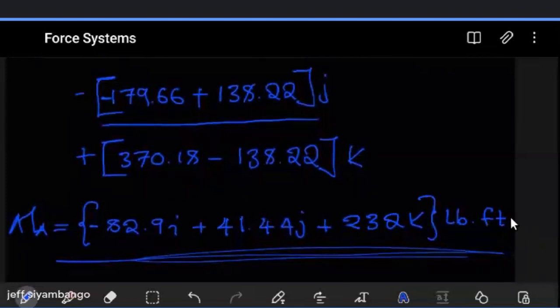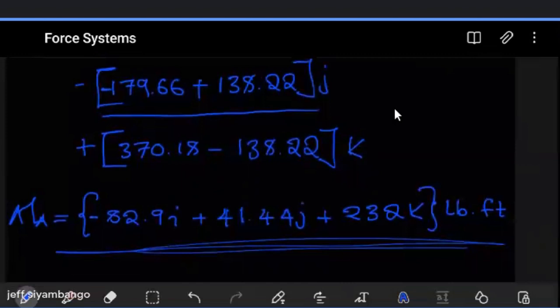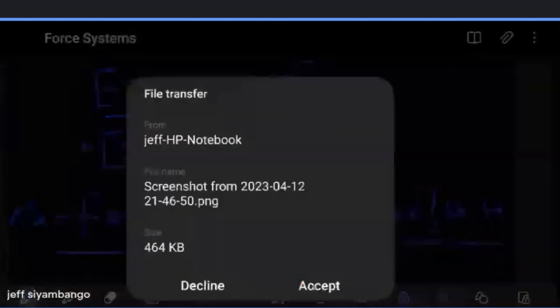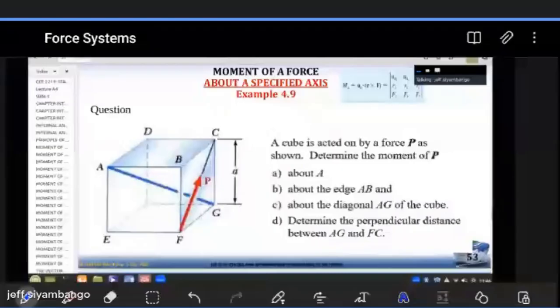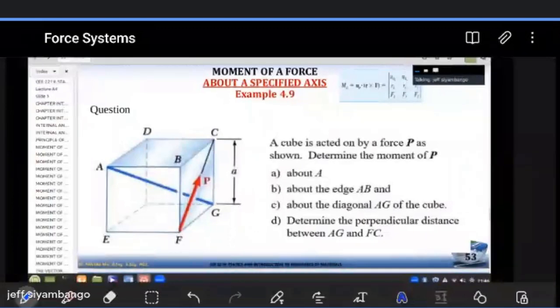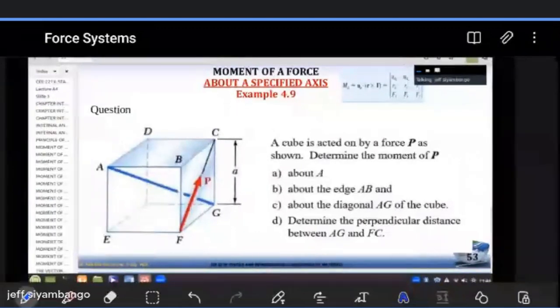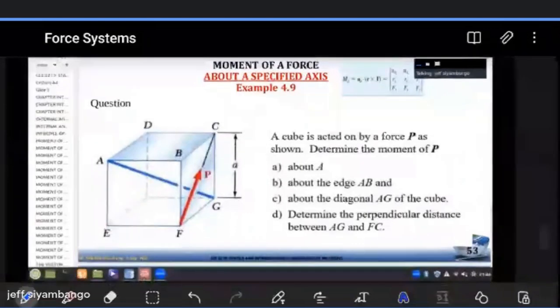For that part, I have a question that I think I also did with the other group, but let's use it as well. It's something very basic, and it helps us understand what is happening. Let me bring it up. Okay, now we want to see how we can extend the same knowledge about moment of a force about a specific point to cover moment about an axis, a specified axis.